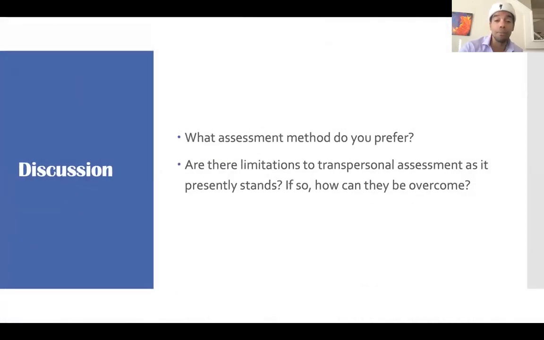These questions here, what assessment method do you prefer, or what you think about assessment, is a question that I'd like you to ponder. And are there limitations to transpersonal assessment as it presently stands? And how can they be overcome? Are questions I'd like you to pose ultimately about the shortened version of this lecture for the sake of time.